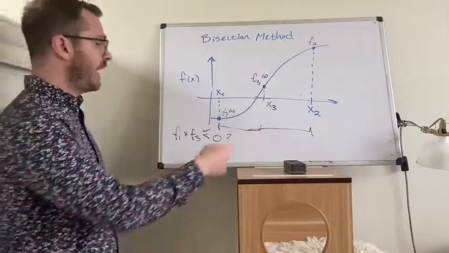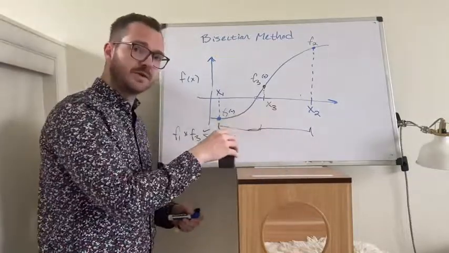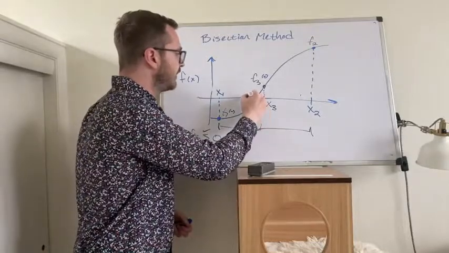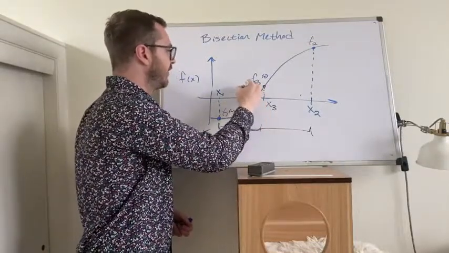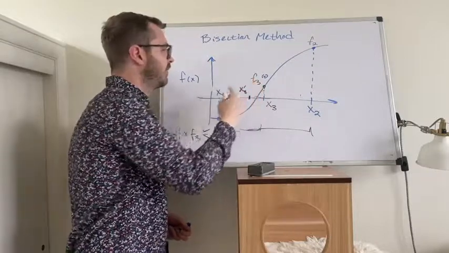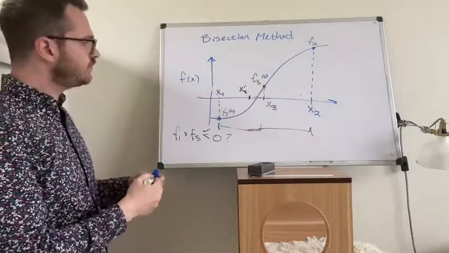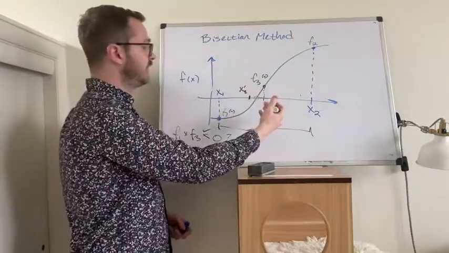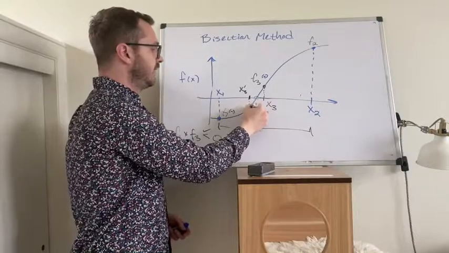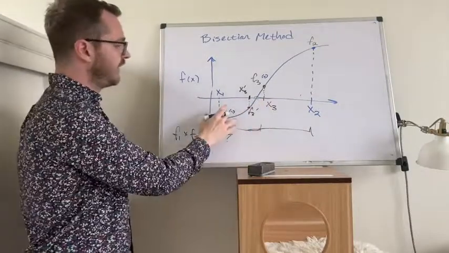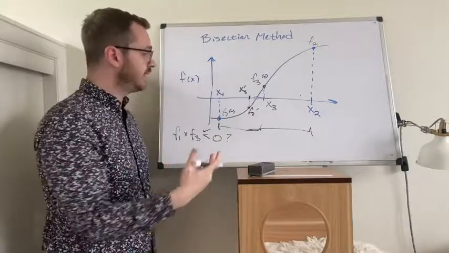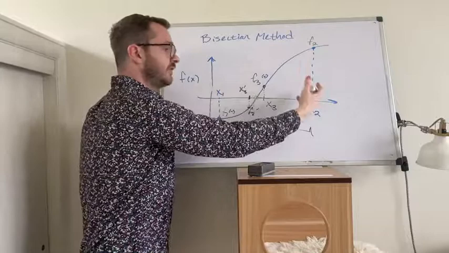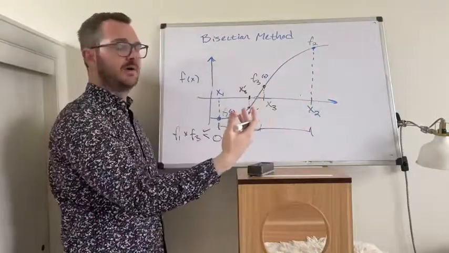So what would have happened if we had selected x3 just slightly different? What if it came out such that x3 was actually right here? I can call this x3 prime. Well, that means the root would not be in this interval. If you take f1 and f3 prime and multiply them together, you get a positive number because they're both negative. In which case, the root is simply in the other half of the interval.